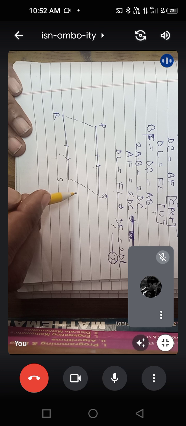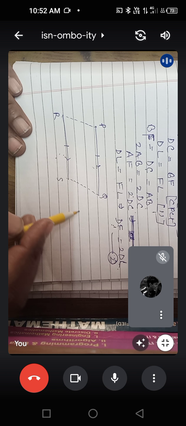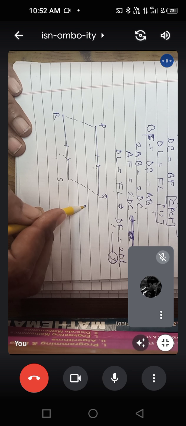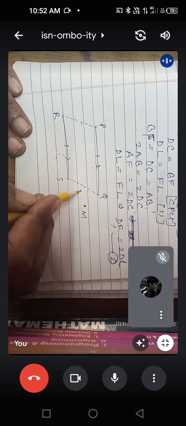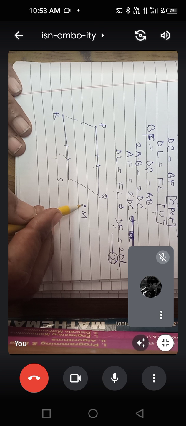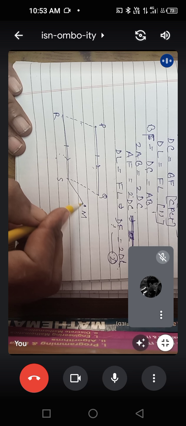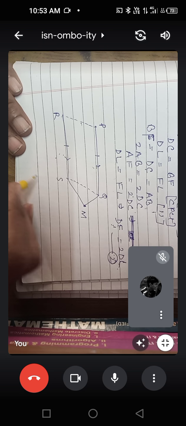Any point M not lying on PQ or RS is joined to Q and S. This is a point here, M, which is neither lying on PQ nor lying on RS. It is here, right? So any point M not lying on PQ or RS is joined to Q and S. This is joined to Q, this is joined to S. M is joined to Q and S.